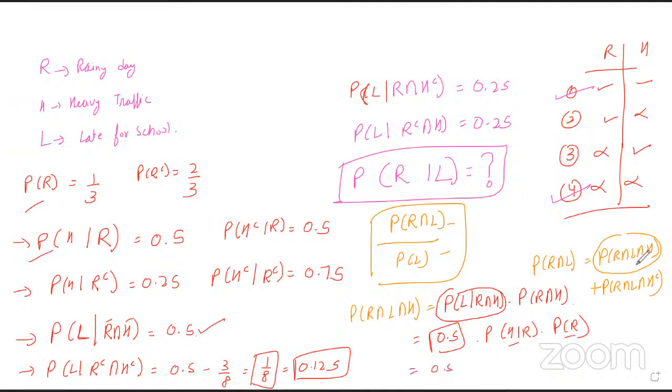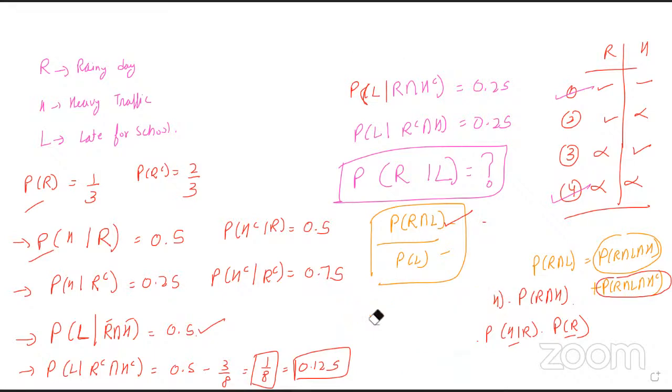Similarly, you can compute this. So you will get the probability of R intersection L, right? Now, how would you compute probability of L? Probability of late. That's our second thing, right?